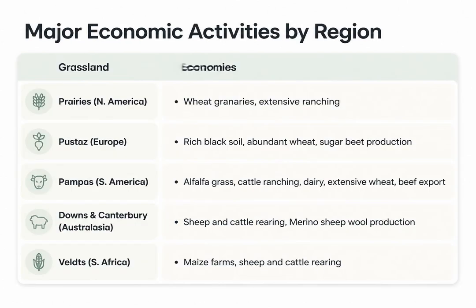Let's look at how this breaks down regionally, because each grassland has its specialty. The prairies are famous for vast wheat fields and cattle ranches. The pustas in Europe utilizes its rich black soil for wheat and sugar beets. Down in South America, the Pampas economy relies heavily on alfalfa-fed cattle for beef and dairy, alongside wheat exports. In Australia and New Zealand, the Downs and Canterbury Plains are world-renowned for sheep rearing, particularly merino sheep for high-quality wool. And in South Africa, the veldts are major producers of maize, alongside livestock rearing.